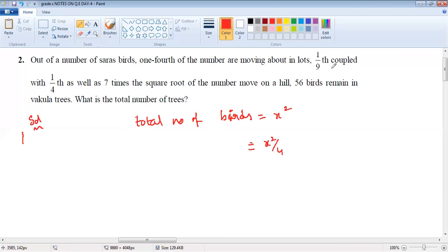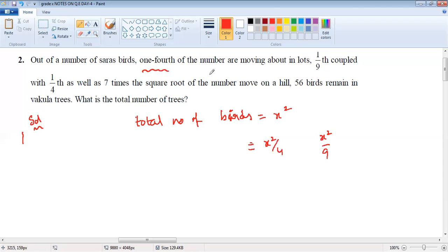Sir, the number of birds coupled along. X square by 9. So 1 by 9th coupled with 1 by 4th. So coupled is x square by 9, right? Then the birds moving on the hill will be 7 root x. Listen, 7x. It will be 7x.